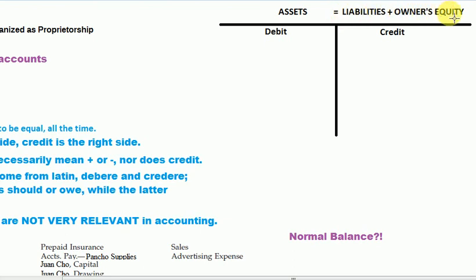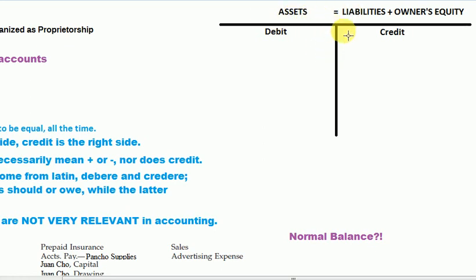Does it sound familiar? Definitely. Assets on the left hand side of the equal sign, liability plus owner's equity on the right. And we are going to tie this equation to the T account. Okay? So let's join them together.